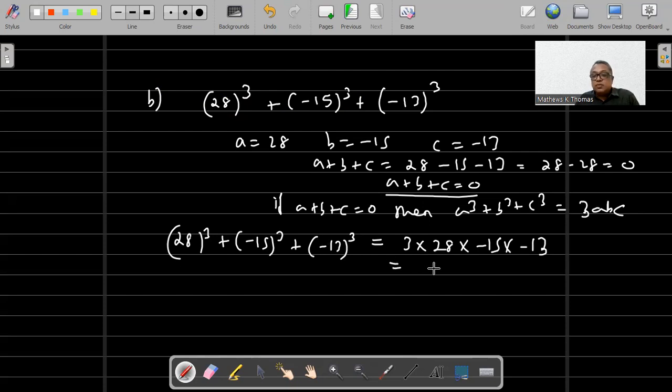So I'm going to multiply this. I'll get 84 into 15 into 13. 15 times 13 is 195, right? And 84 into 195, I'll multiply. So I'm getting 16,380, right? That will be my final result. 16,380.